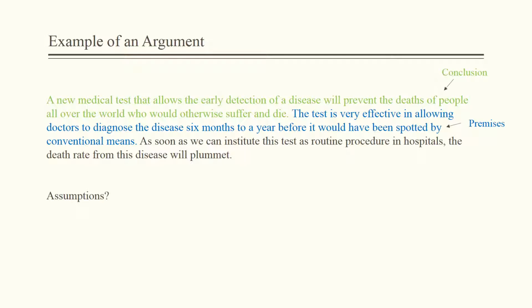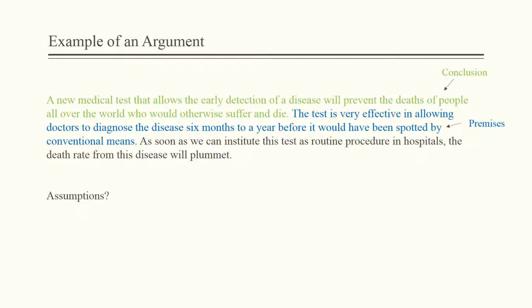So what are the different parts of the argument? We have a conclusion, premises, and assumptions. So what is the conclusion here? Well, the conclusion in this argument comes in the first line highlighted in green. A new medical test that allows the early detection of a disease will prevent the deaths of people all over the world who would otherwise suffer and die. So that's a clear conclusion made by the author.